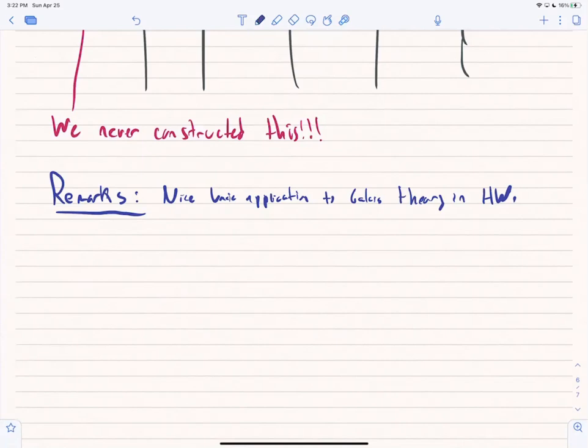So keep your eyes open and you'll run into representation theory outside of this class as well. Okay, that's one thing I wanted to mention.